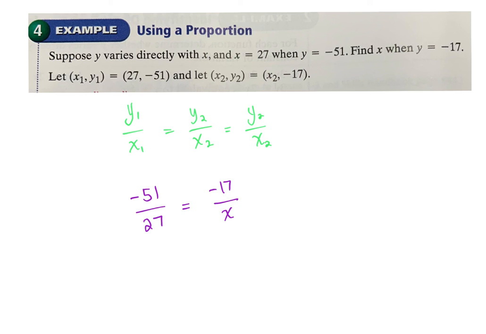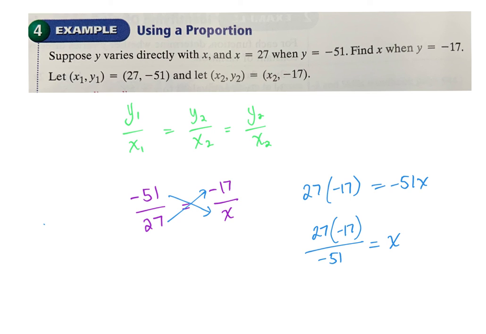All right, so cross multiply here. So we have 27 times negative 17 equals negative 51 times x. So we have 27 times negative 17 over negative 51 equals x. All right, it is going to be a whole number there. What does x equal? 9. There we go.